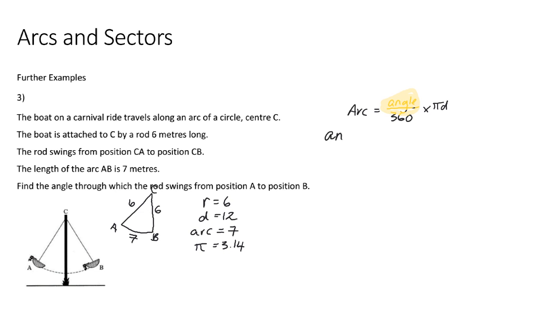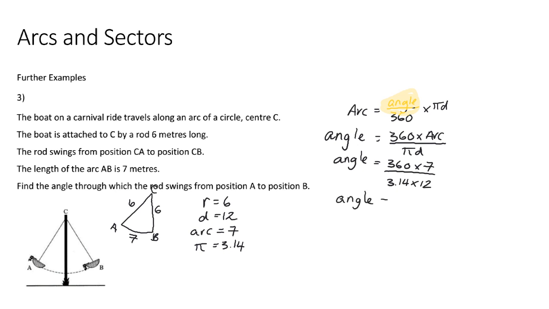So what we'll finish with is angle equals 360 multiplied by what the arc is over pi d. Now that I've got that subject changed, I'm good to go ahead and substitute my values in. So I'll have 360 multiplied by 7 over 3.14 times 12.